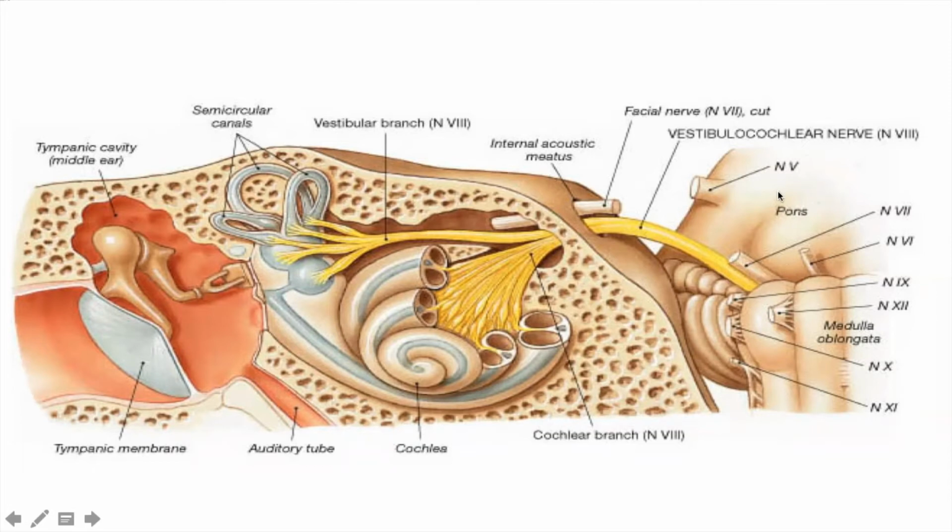Here, the vestibular nerve will bifurcate into a superior and an inferior portion. The superior vestibular nerve contains the horizontal semicircular canal, the anterior semicircular canal, the utricle, a small portion of the saccule, and possibly the posterior semicircular canal. And the inferior vestibular nerve portion contains the posterior semicircular canal and the saccule.